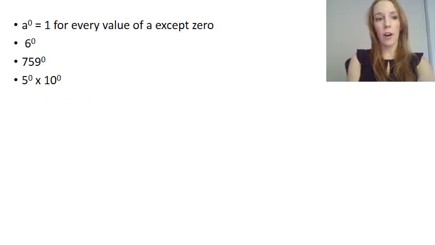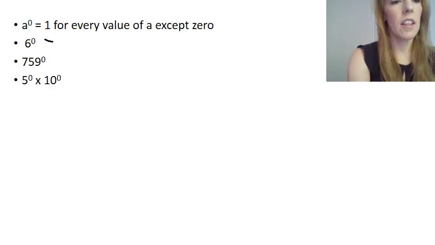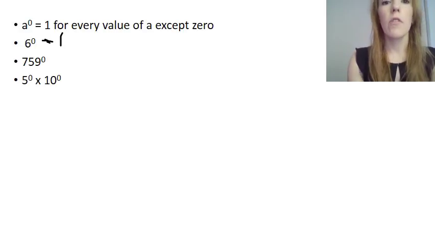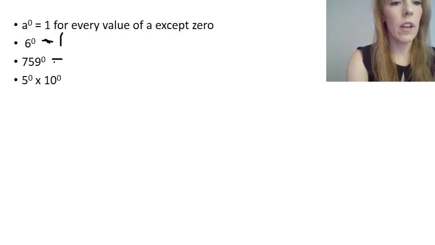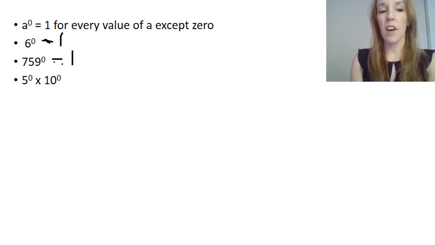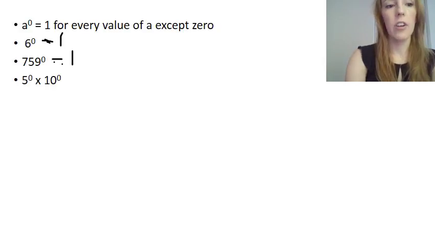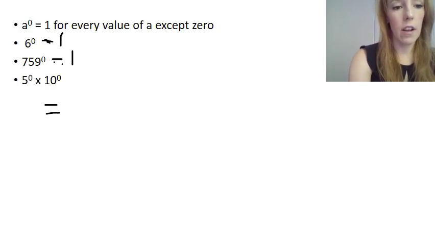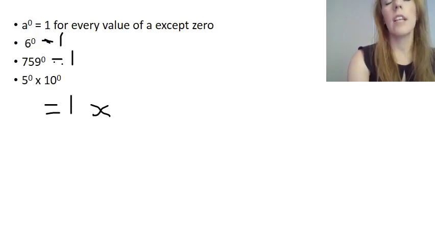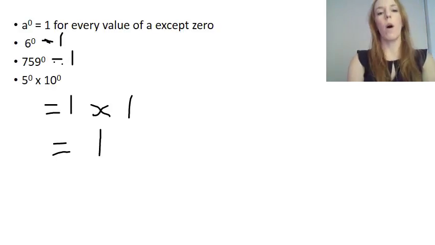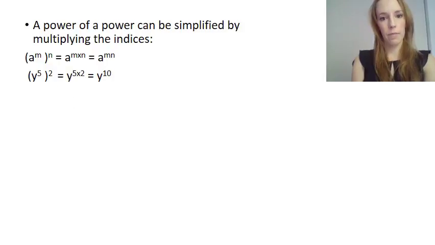So just a note to start off with, anything to the power of 0, except for 0, will equal 1. So a to the power of 0 will equal 1. 6 to the power of 0, as you can see there, will equal 1. 759 to the power of 0 will also equal 1. Now, if I had 5 to the power of 0 times 10 to the power of 0, 5 to the power of 0 equals 1. 10 to the power of 0 also equals 1. So that's 1 times 1, which will give us an answer of 1. So anything to the power of 0 is going to give you a value of 1, except for 0.